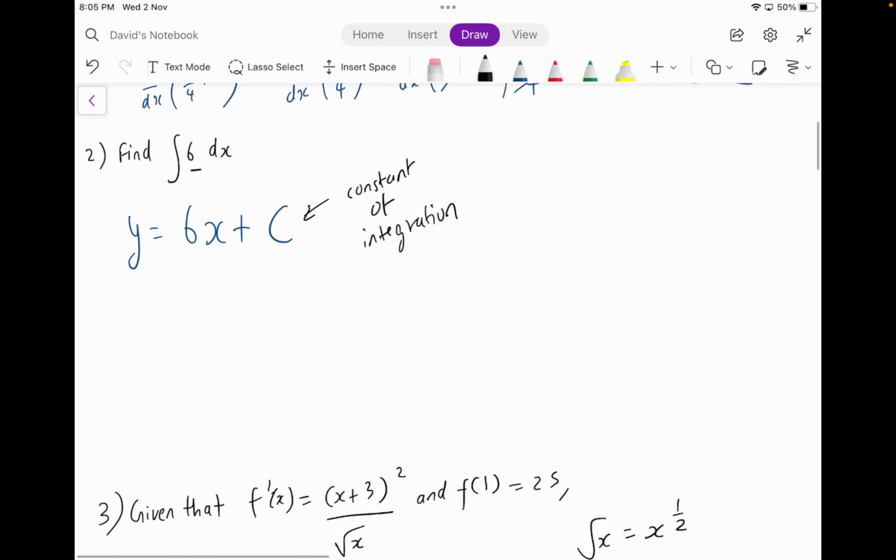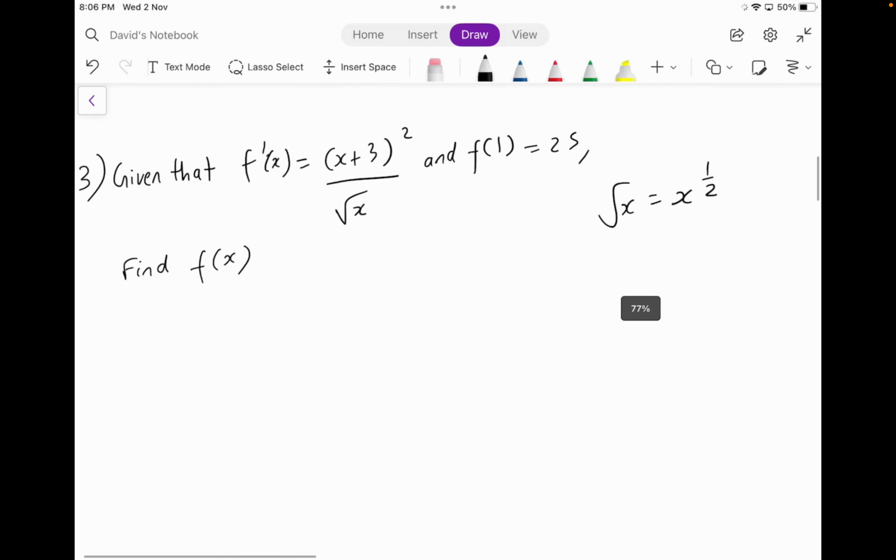Let's move on to the third question. Now the third question is a little bit of a challenging type of question. So what you need to do is you have to split these terms now. We're going to expand the brackets and we're going to simplify the equation fully so that we can rewrite this in a more easily integrable form, so we can integrate each term easily. So what I mean by this, I'm going to show you guys how to do this.